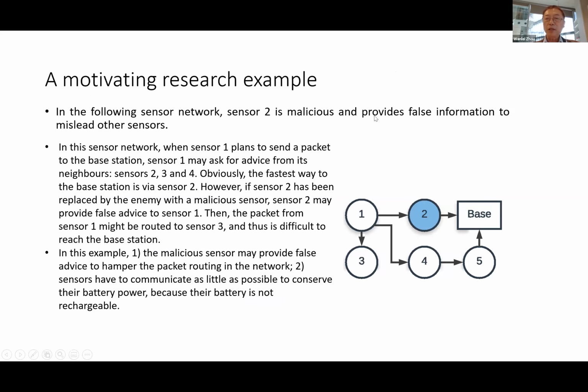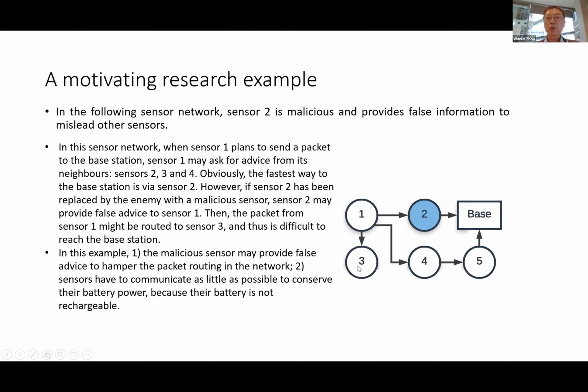If you look at another example, we use a very simple toy example in our papers. It's about sensor networks. Normally, if I am sensor one and plan to send my sensed data to the base station, I forward that to sensor two, and then it is forwarded to the base. But if sensor two has been captured by your enemy and is acting maliciously, obviously you can't send it there. The advice to you is that you don't send to me, because I observe that you send to three instead of sending to four.